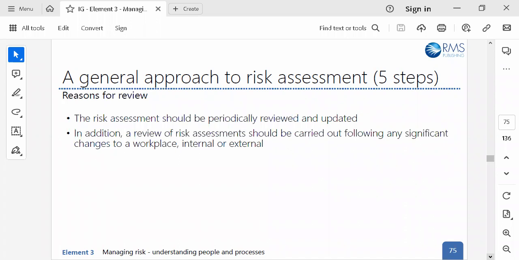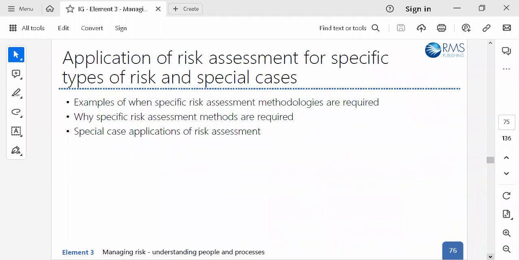Reasons for reviewing the risk assessment. Why will we review the risk assessment? The risk assessment should be periodically reviewed and updated. In addition, a review of the risk assessment should be carried out following any significant change to the workplace, internal or external. We will review the risk assessment periodically, for example, annually. If there is any accident or incident, we will review. If there is any law change, we will review. If the enforcement authority tells us to review or change our risk assessment, or if key personnel change, we will also review. If the process changes, the technology changes, or the workplace changes, we will review our risk assessment. In these conditions, we will review our risk assessment.